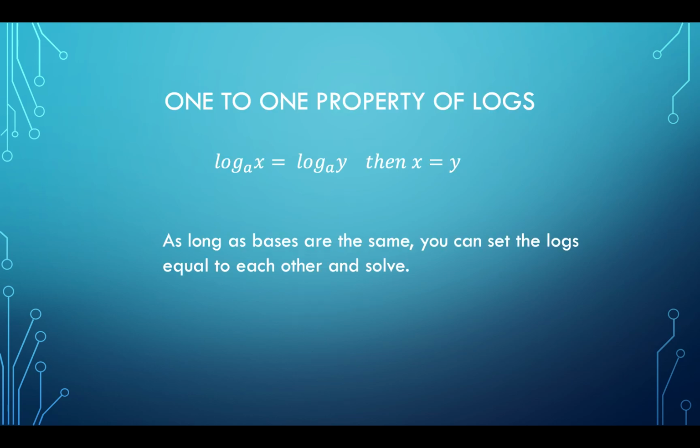So now we're going to cover something called the one-to-one property of logs. Basically, the definition of that is log base a of x is equal to log base a of y, then x is equal to y. So what that is saying, as long as the bases are the same, so this is log a, and over here, this is log a, you could set the logs equal to each other and solve. We're going to go over what that means in just a second. So this is the one-to-one property. As long as the bases are the same, then you could say whatever number is over here, you could set them equal to each other.